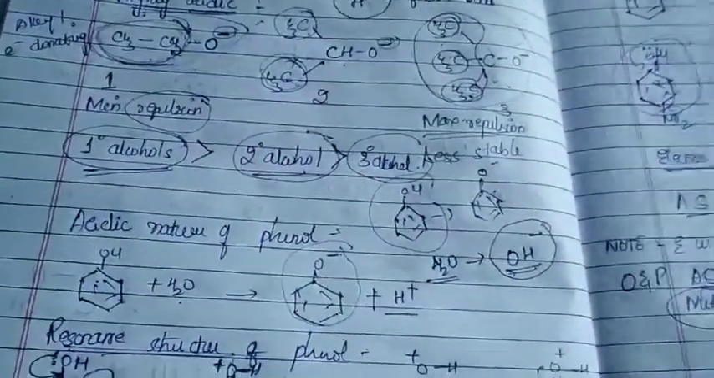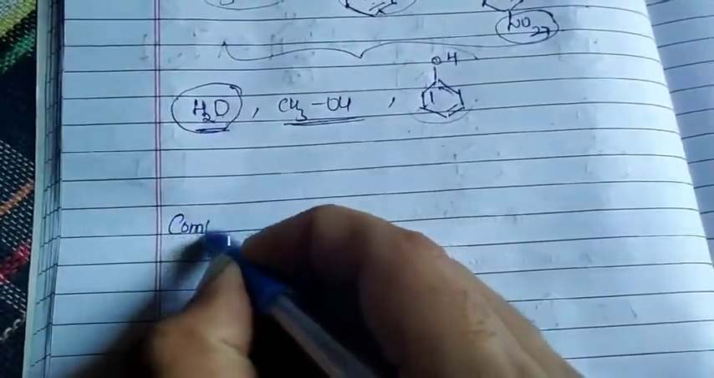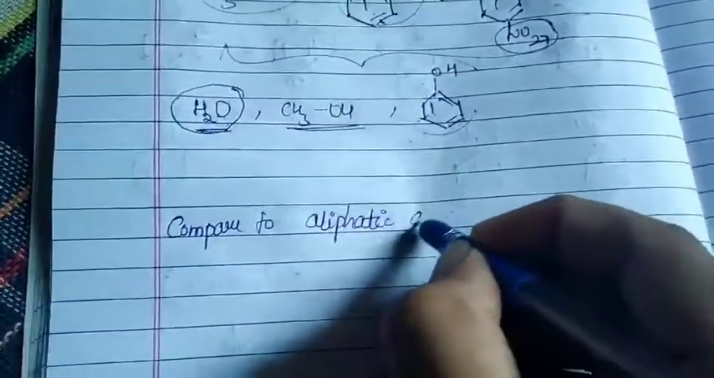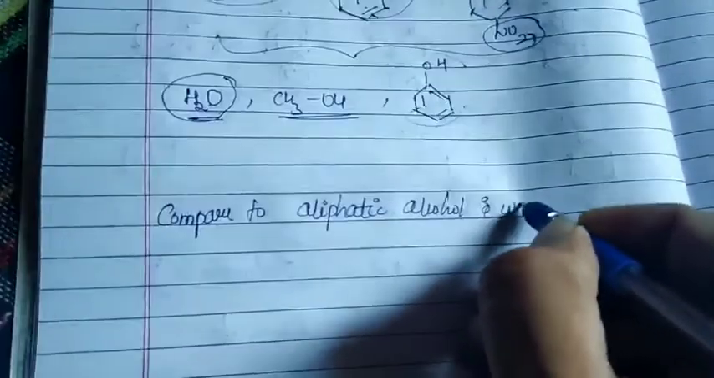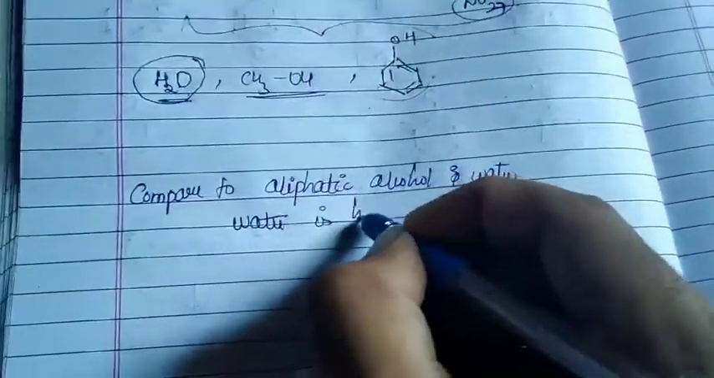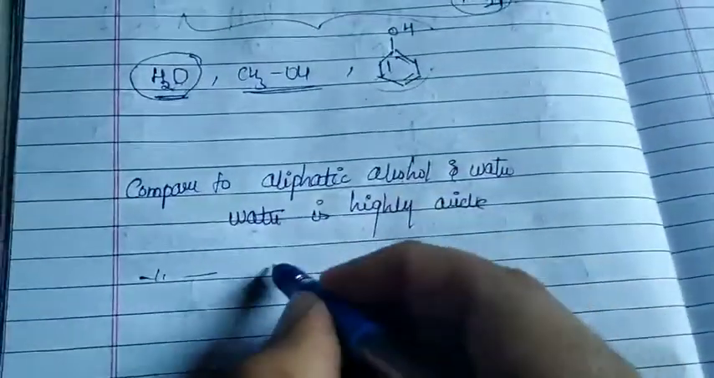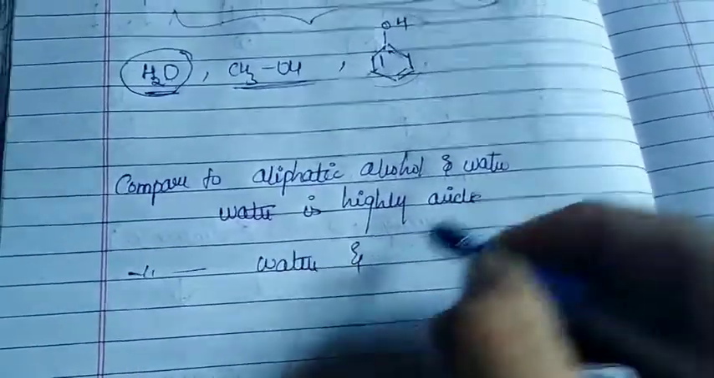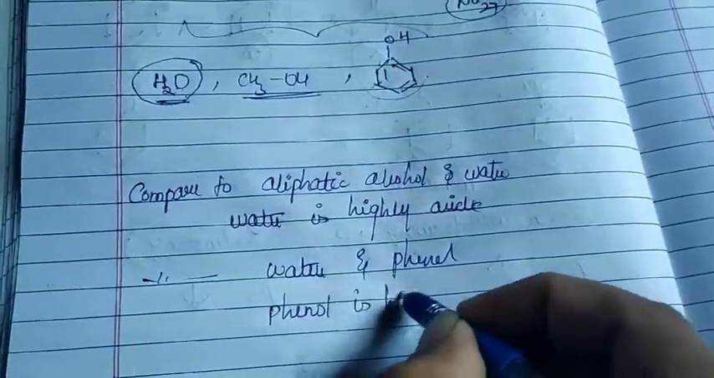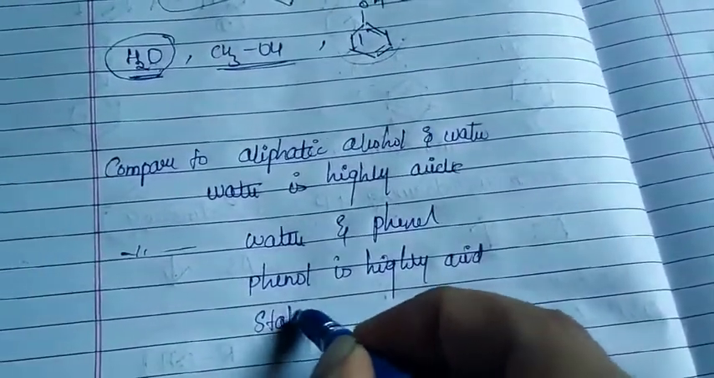So for that reason what we say is, of course remember, I will just make a note, compared to aliphatic alcohol and water, remember, water is highly acidic. Water is highly acidic. But when I'm comparing my water and my phenol, remember, phenol is highly acidic. Phenol is highly acidic. Why is it so? Because of the stabilization of the phenoxide ion.